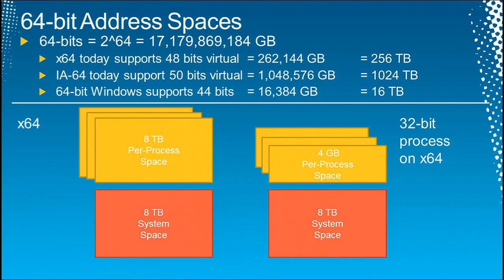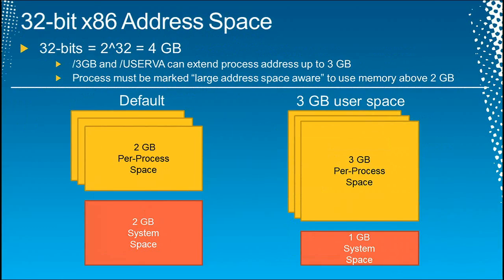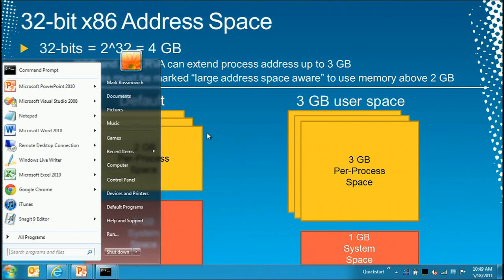And if you look at the right side, that's what a 32-bit process looks like on 64-bit Windows. Actually, one of the things back here is that to take advantage of that extra 1 gig there on the right side, you've got to have an image that's marked as large address space aware. I've got such an image.